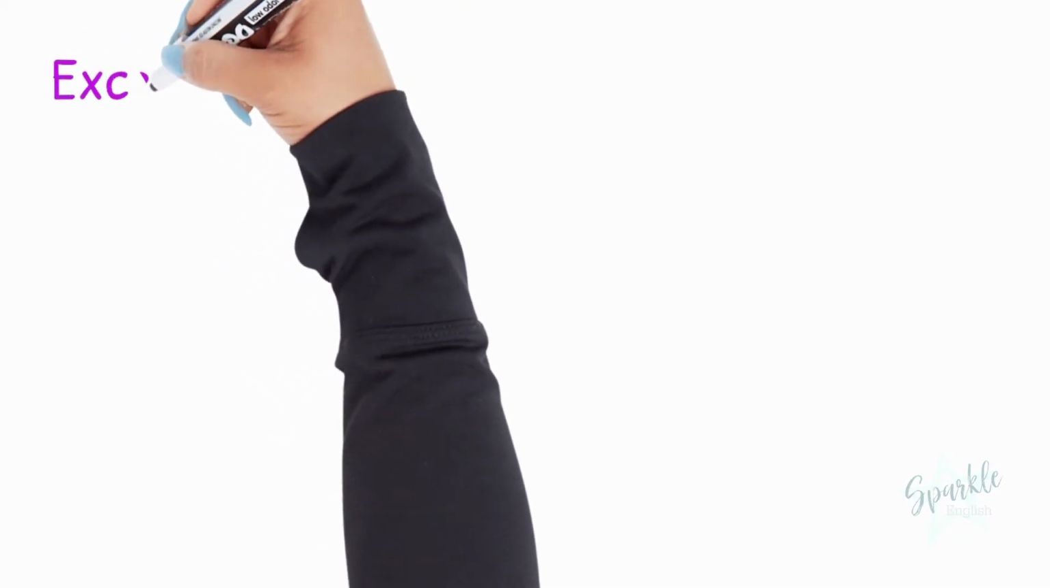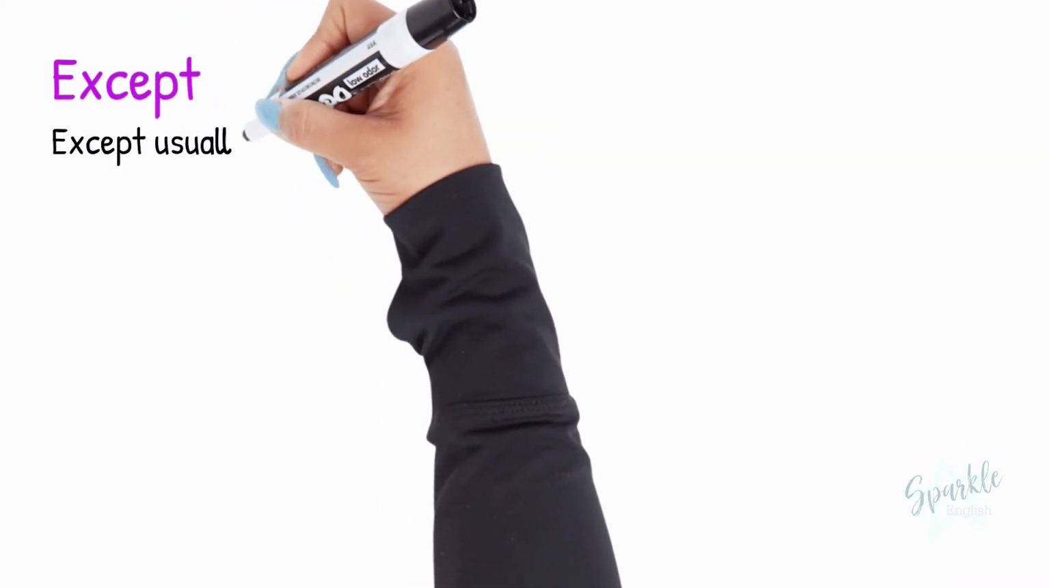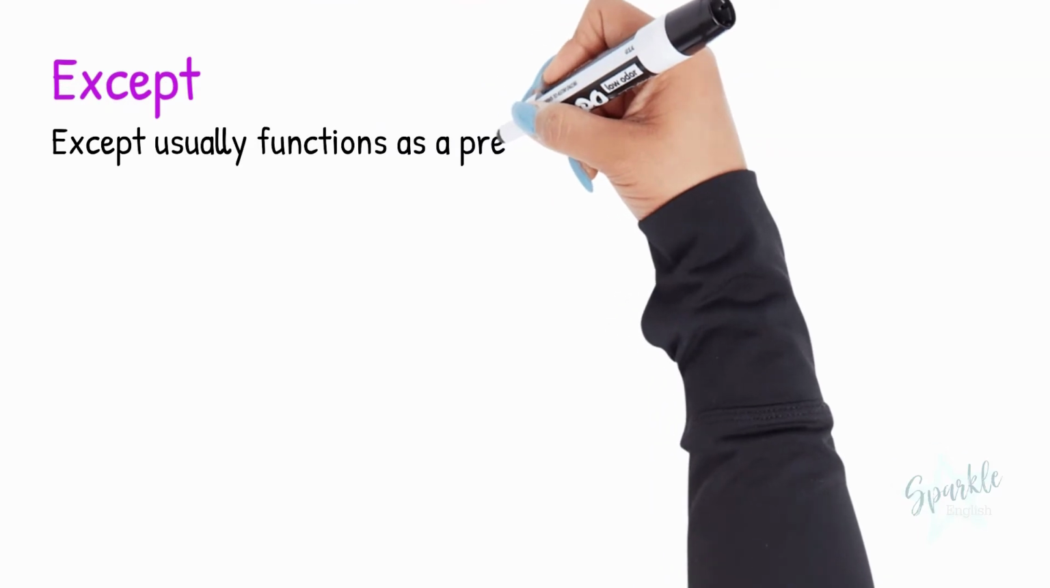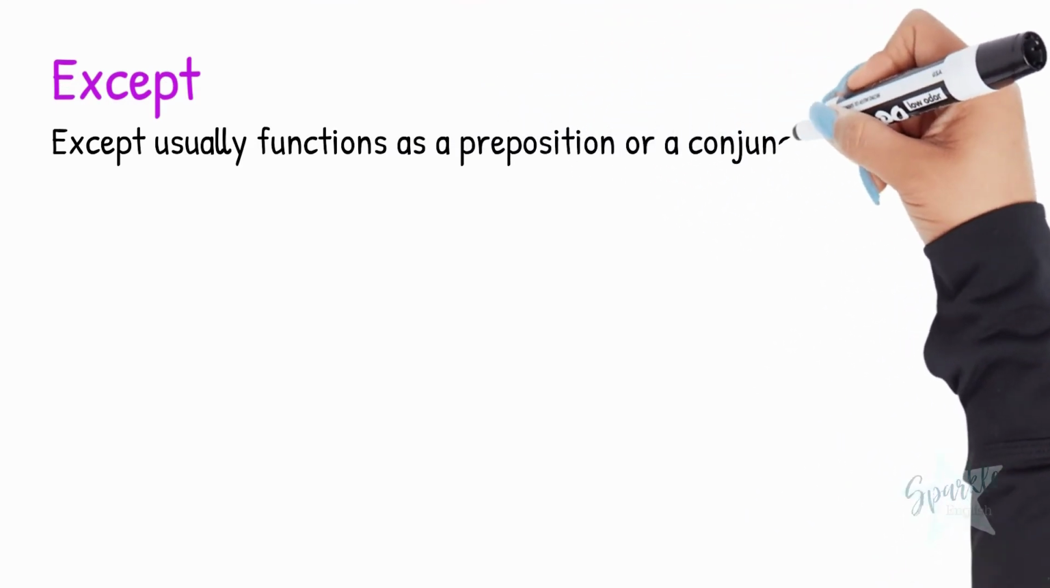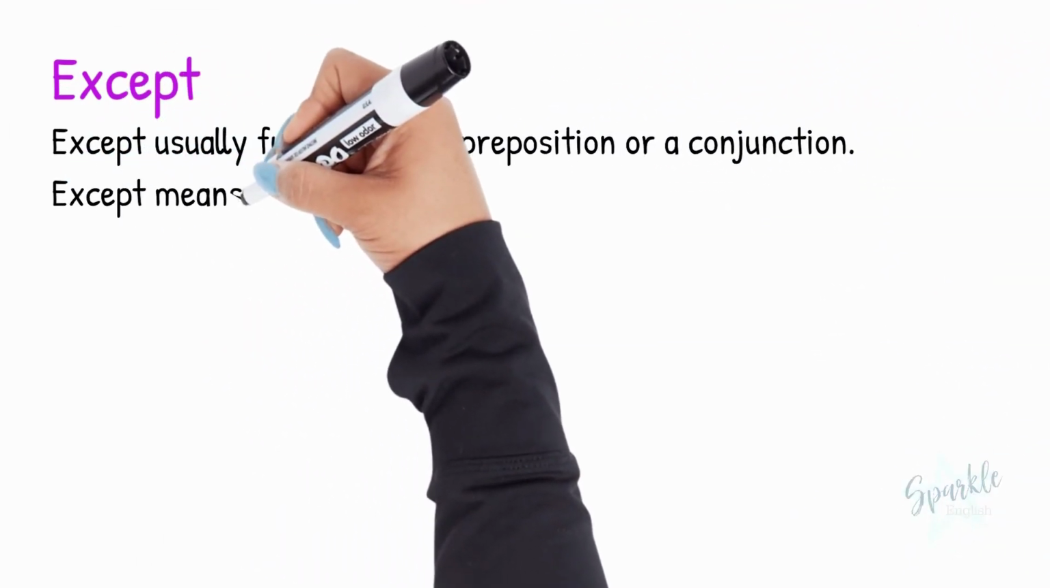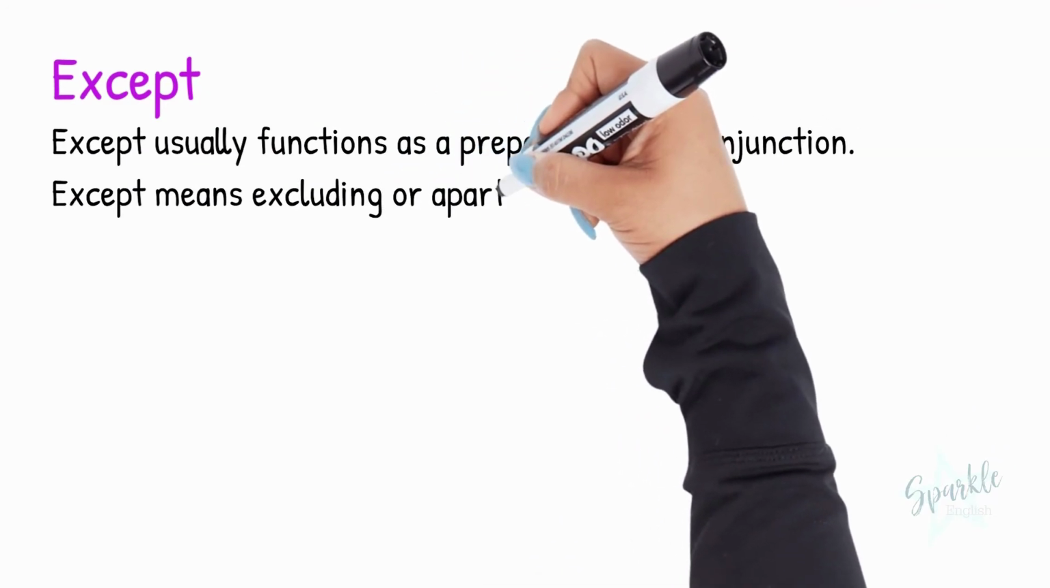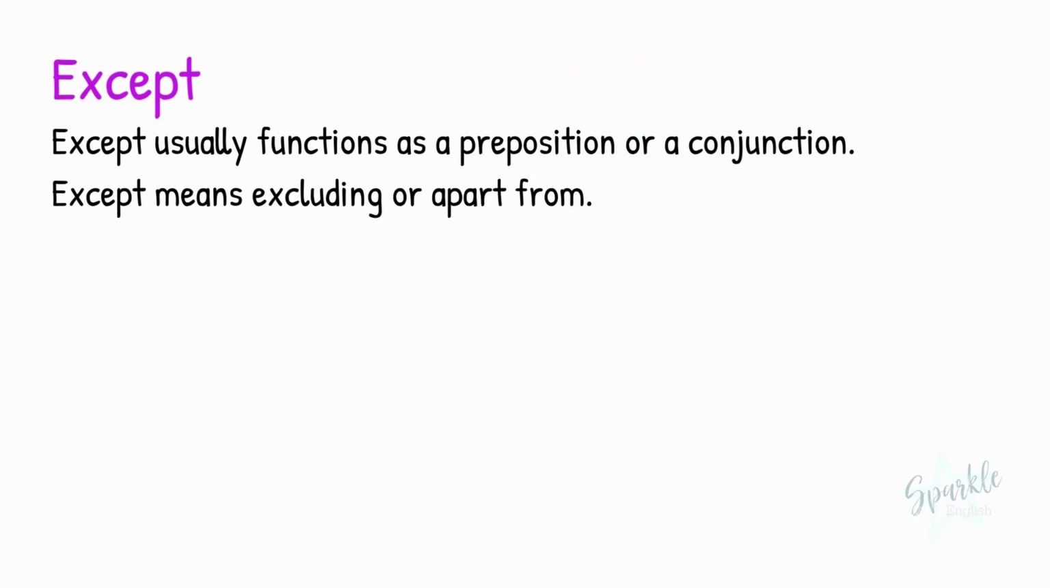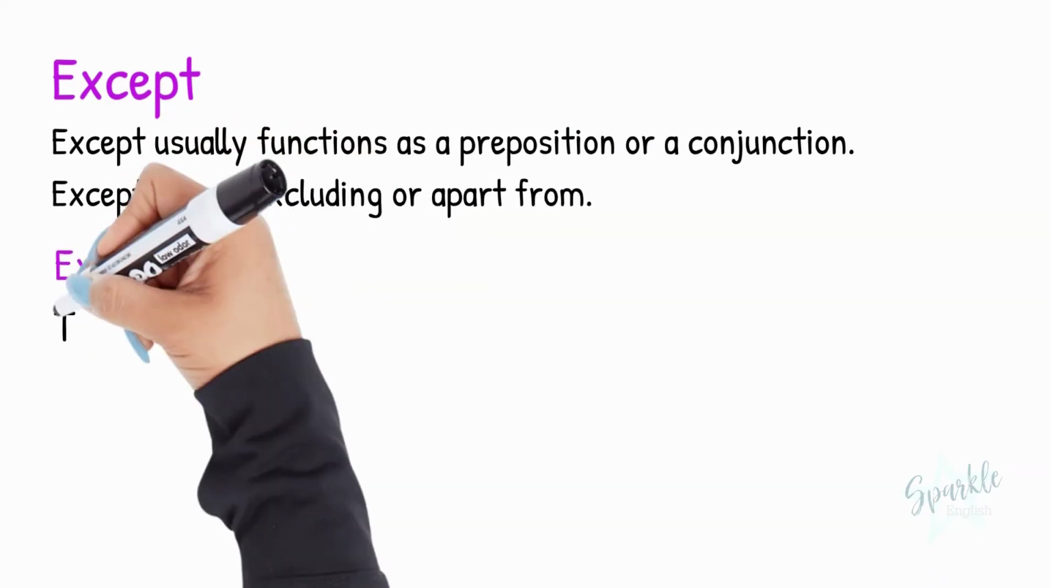Now let's review the word except, spelled E-X-C-E-P-T. Except usually functions as a preposition or a conjunction. Except means excluding or apart from. Let's look at some examples of except in a sentence.